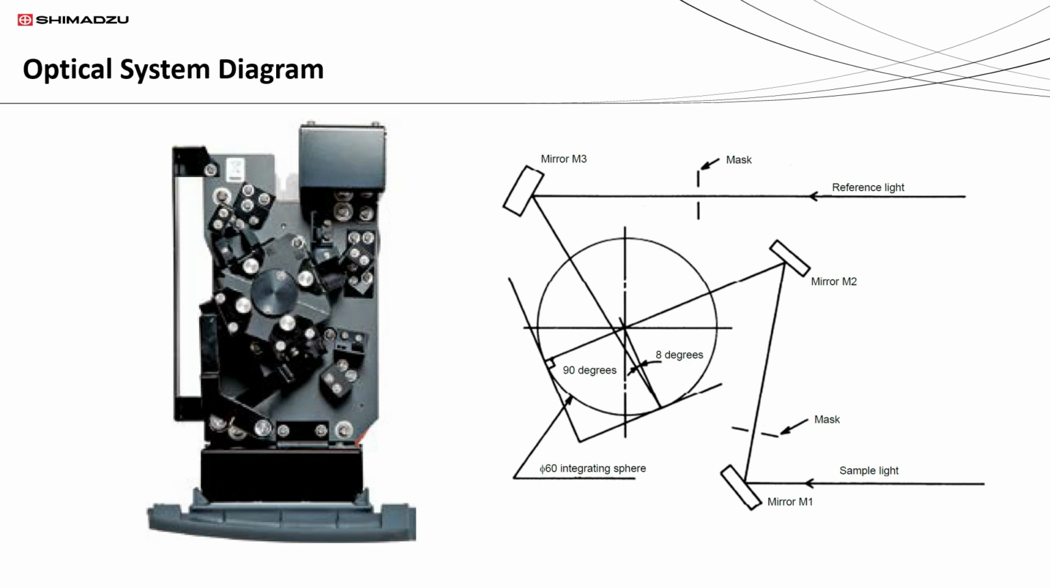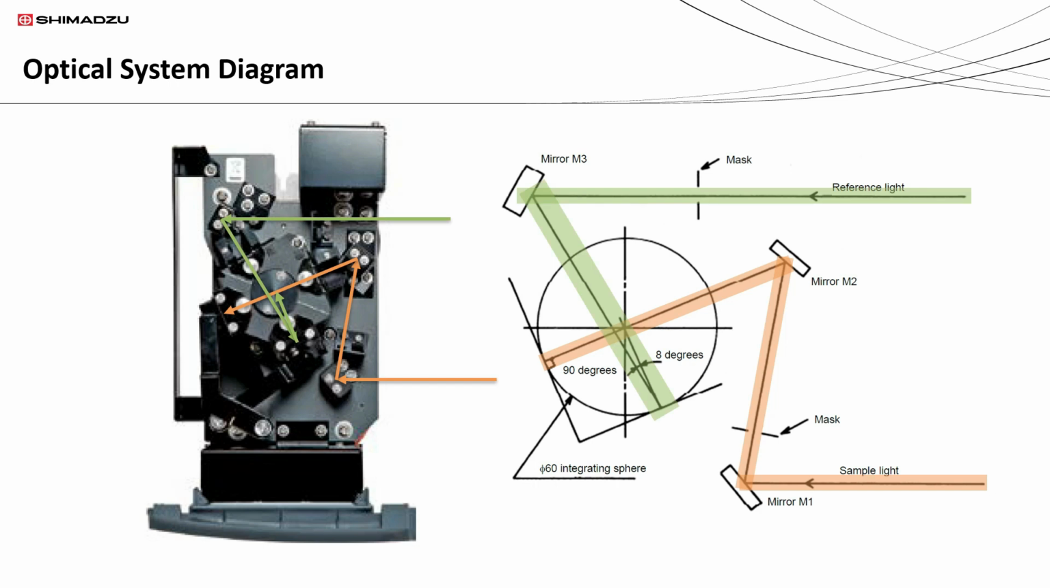To understand how to use the ISR-2600 Plus integrating sphere, we have to first understand its optical system. There are two light beams, the sample light beam which enters the sphere perpendicular to the sample reflectance window, and the reference light beam which enters at an incident angle of 8 degrees. Both light beams are detected by the detector at the center of the sphere.